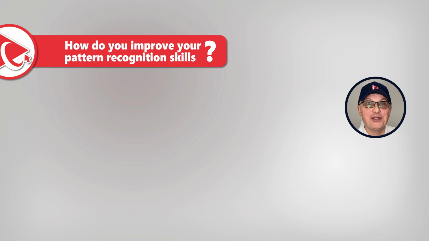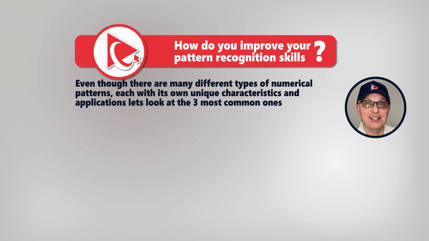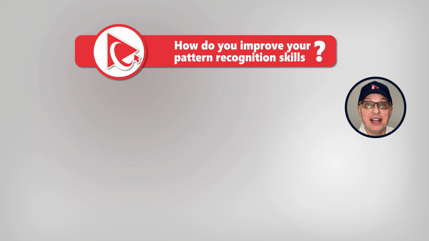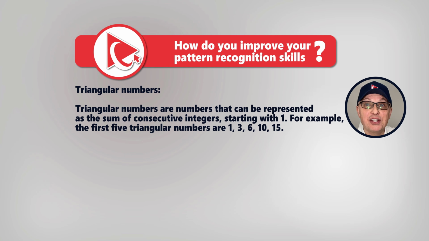I get a lot of questions on how to improve your pattern recognition skills. Let me share with you 3 common patterns we frequently see on the test. Let's start with triangular numbers. Triangular numbers are the numbers that can be represented as a sum of consecutive integers starting with 1.